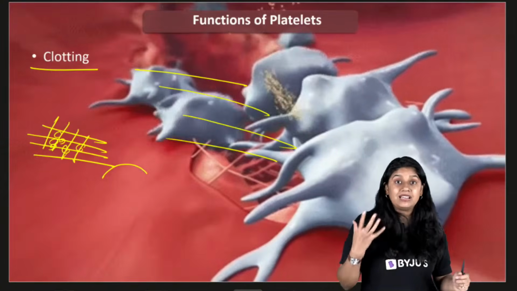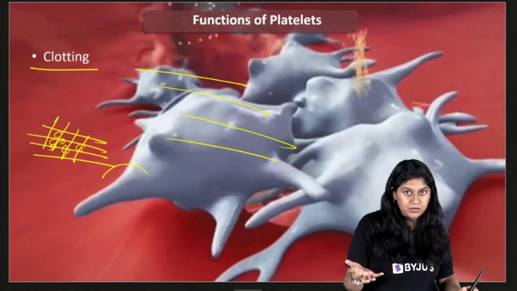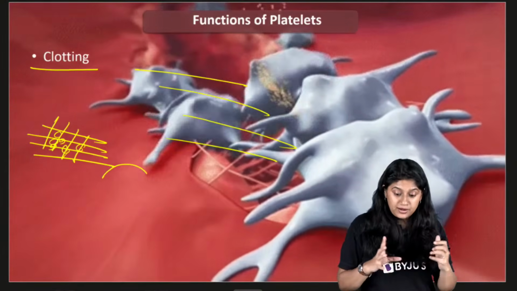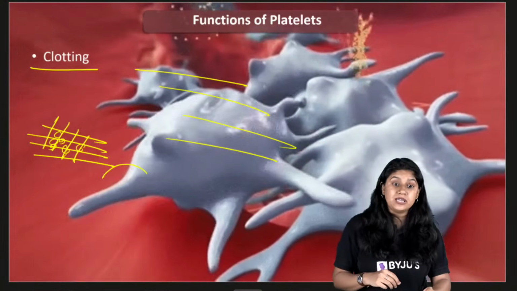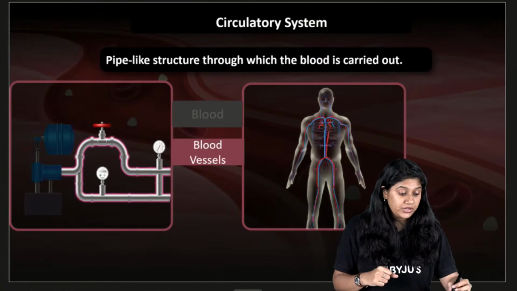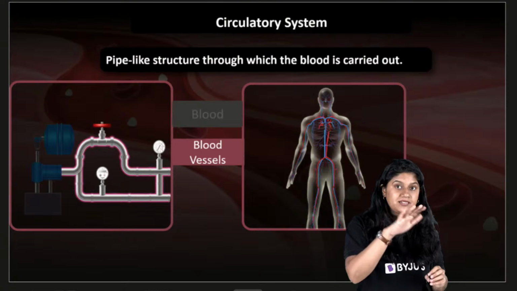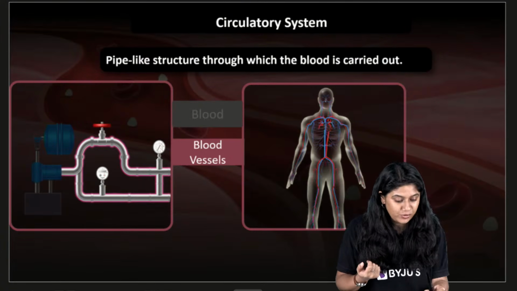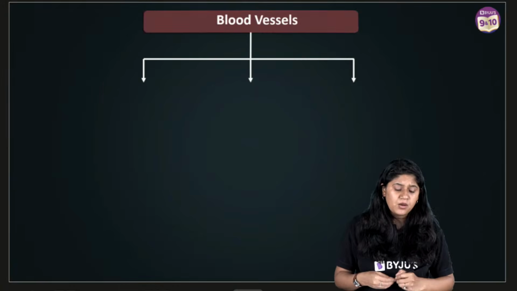So with this, we are clear that we have the different components in our blood, right? We have plasma, we have WBCs, RBCs and platelets. Now everyone will be discussing the blood vessels, right? Now we know that we have the blood which is flowing inside the pipes, right? Pipes over here are the blood vessels. Now we'll discuss the blood vessels. Now, what are blood vessels?